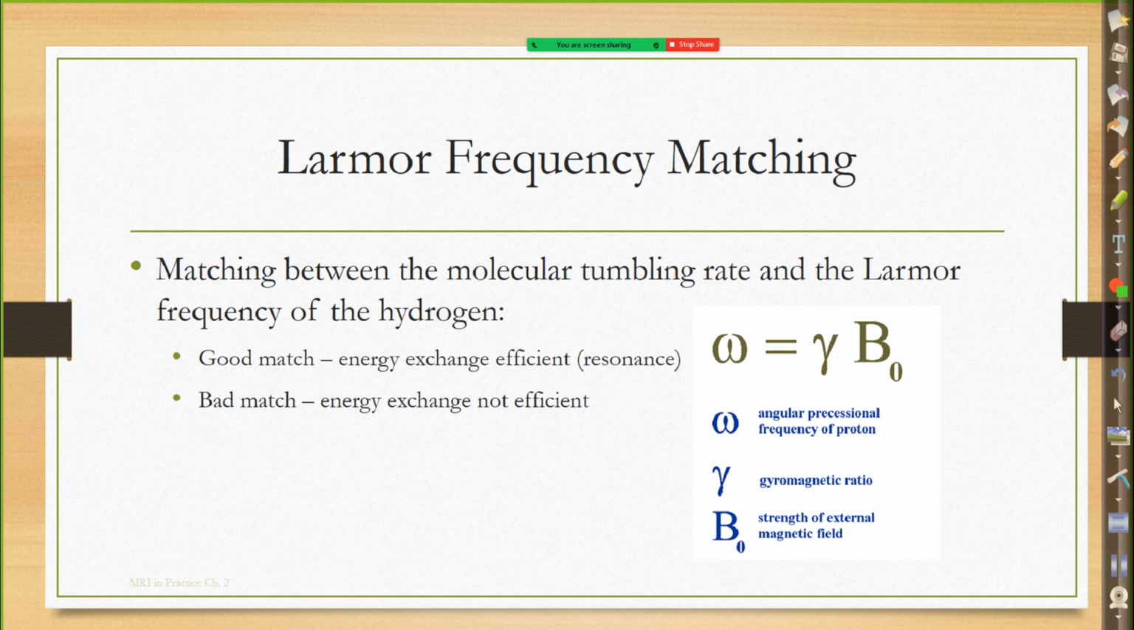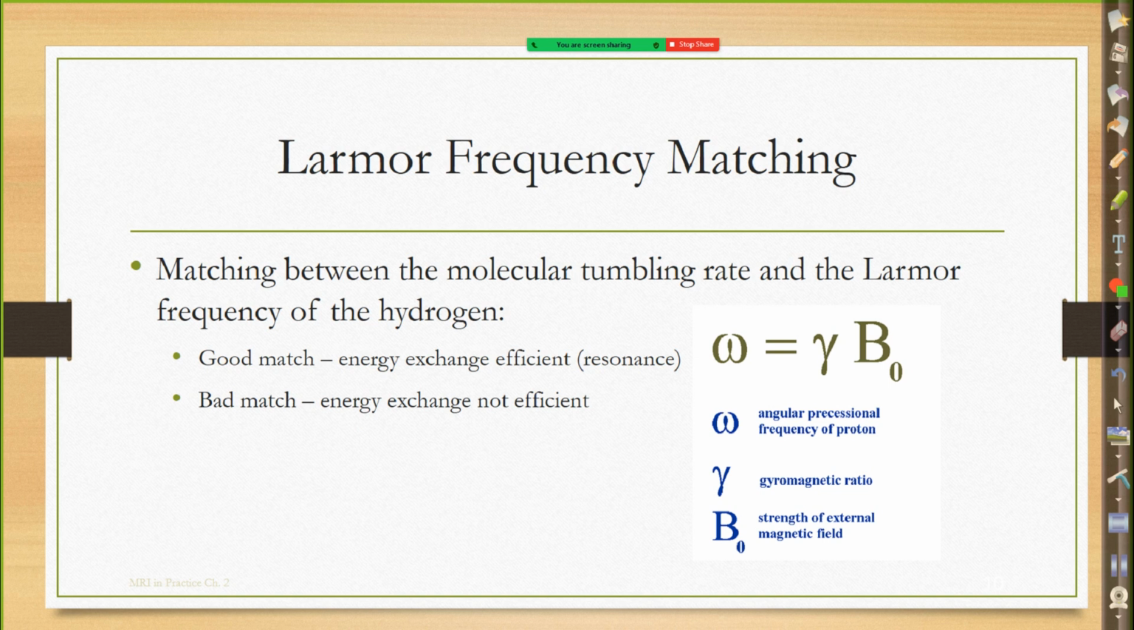So different tissues tumble, and think of tumbling just like you were tumbling down a hill, kind of end over end. So when these molecules tumble at the same rate as our Larmor frequency, once again, we get an energy exchange that is more efficient. Remember, when we talked about efficiency of the energy being exchanged, we talked about resonance as well. But some tissues tumble at a different rate than our Larmor frequency, and you're not going to get as efficient an energy exchange.